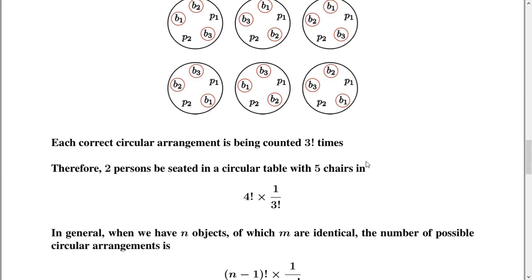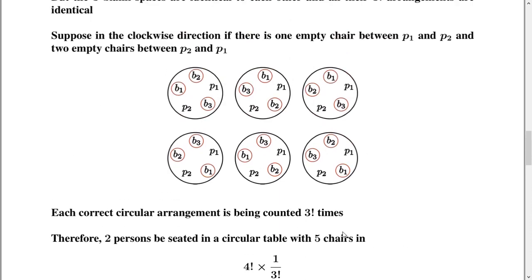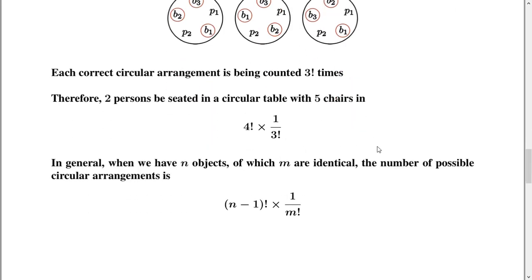Right? So in general, if there are n objects of which m are identical, then the number of possible circular arrangements is (n minus 1) factorial divided by m factorial. That's exactly what we saw here. Here we have 5 objects of which 3 are identical, all the blank spaces are identical, and so the number of circular arrangements is (5 minus 1) factorial, 4 factorial, divided by 3 factorial.